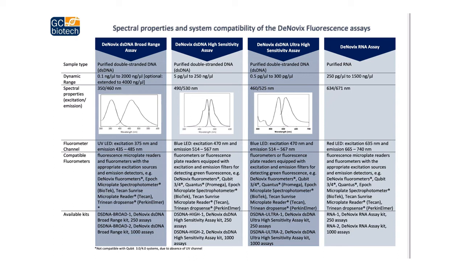All of our assays here are also compatible with microplate readers, so they can be used in single tube systems and they can be used in a range of microplate readers. I would always recommend, if you have one already, you just need to check, as I mentioned, the excitation source and also the excitation filters and the emission filters, and check that they're compatible with the spectral properties that we see in this table. And all of our kits are available in either 250 or 1000 assay options.